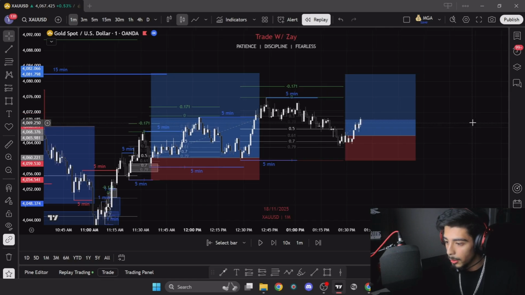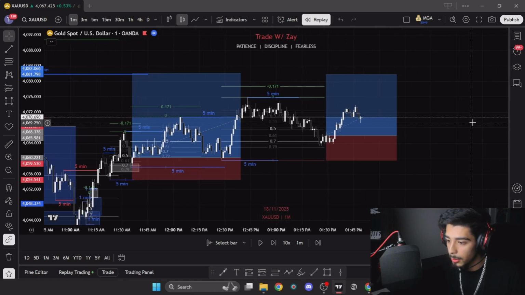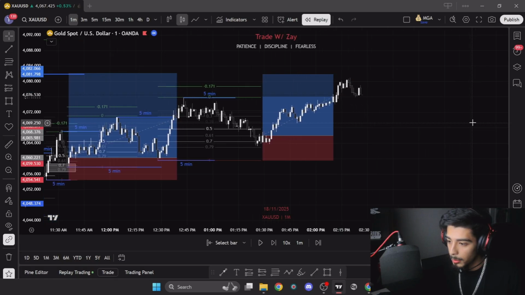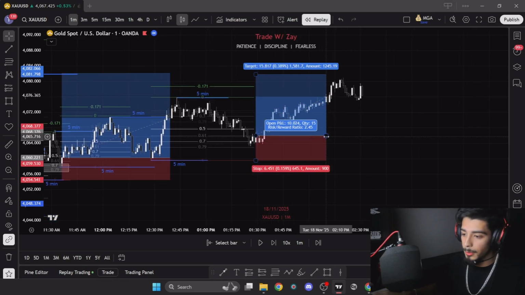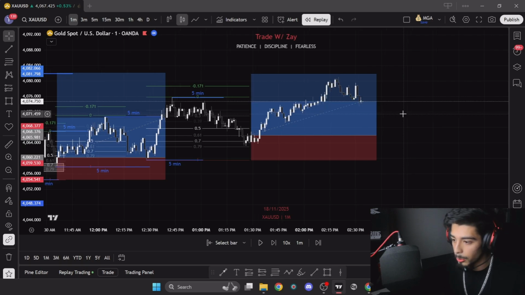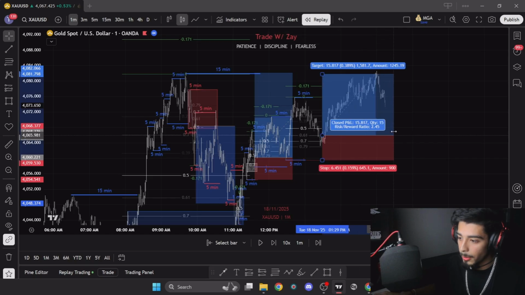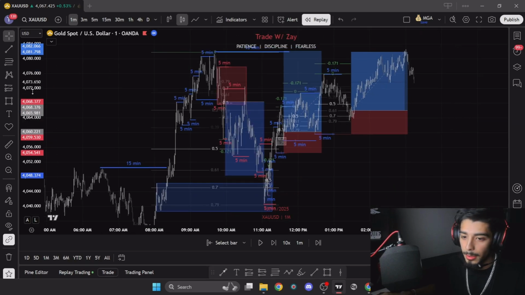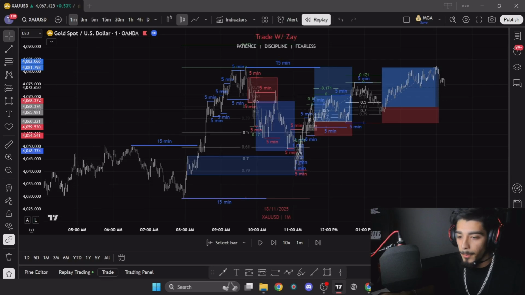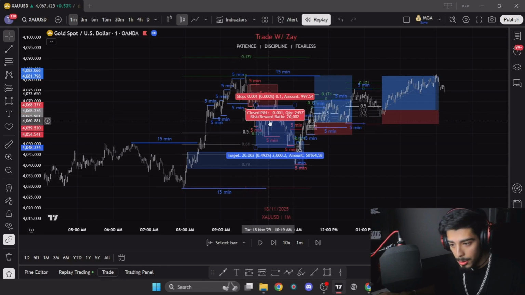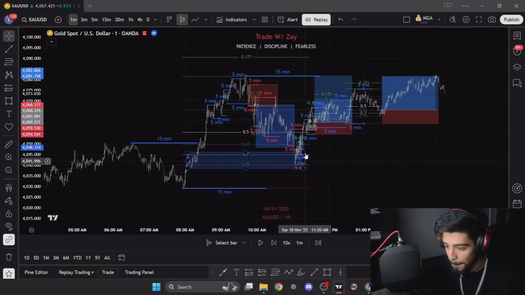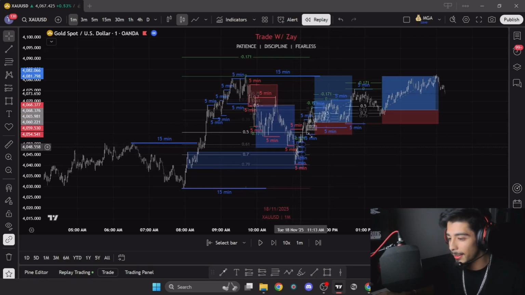Bam, another break of structure, and then the rest was history. There were multiple entries for you, all that good stuff. Target got hit right there. But yeah, that's basically how today went, how I caught this trade and made no money. Forward tested a play here and it ended up playing out.